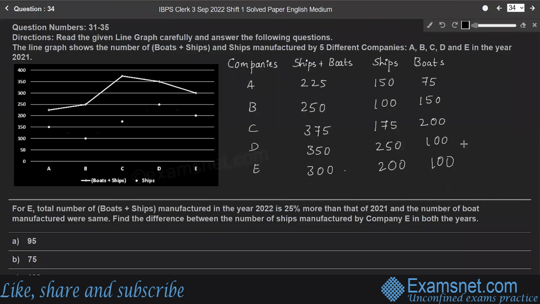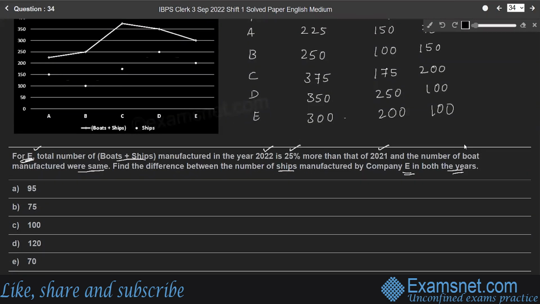Question 34. For company E, total number of boats and ships manufactured in the year 2022 is 25% more than that of 2021. And the number of boats manufactured was same. Find the difference between the number of ships manufactured by company E in both the years. So here, let us consider only E.